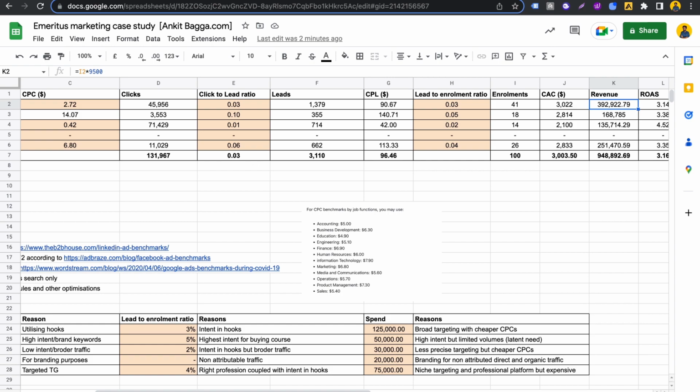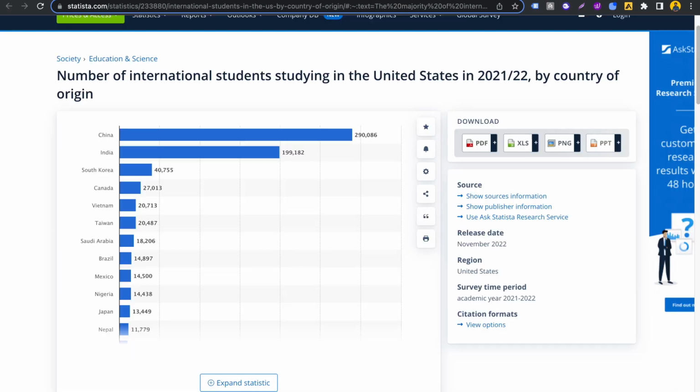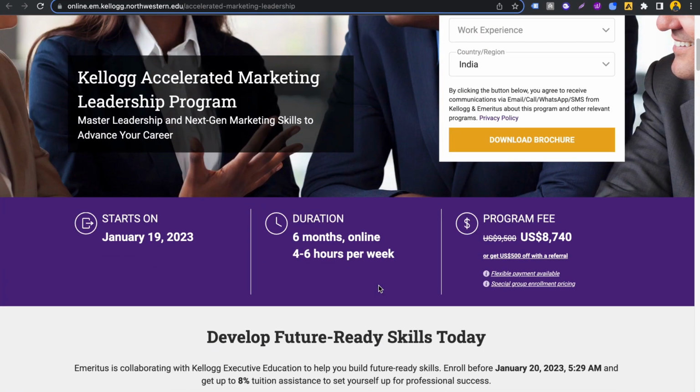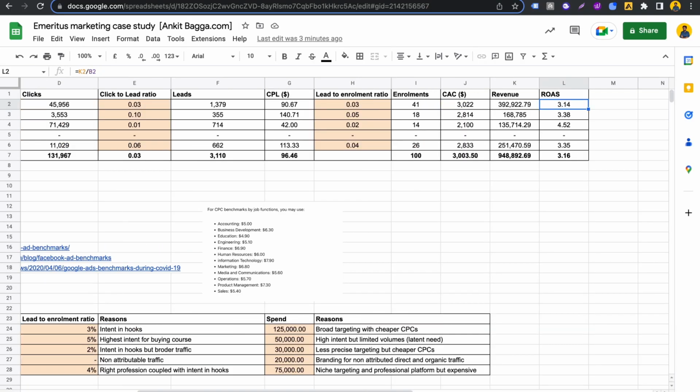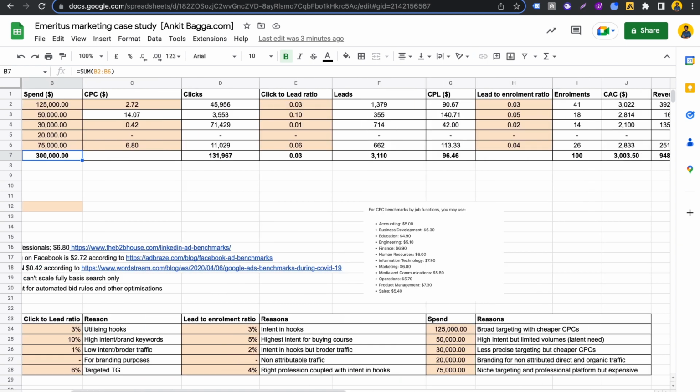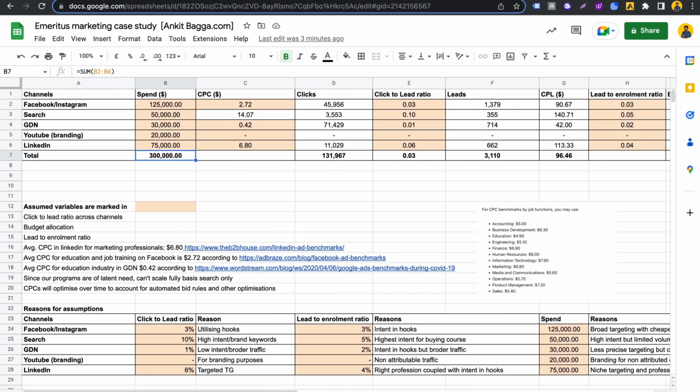the revenue that you make, because one course is going to be like $1,500, or in this case, I think it's a little cheaper, $8,740. And then you find the ROAS. So ROAS, this is return on ad spend. Basically, I calculate what's the revenue that we're getting and what's the cost. It's a simple division, and 3.16 is the ROAS for me right now. Yeah, so that's about it.